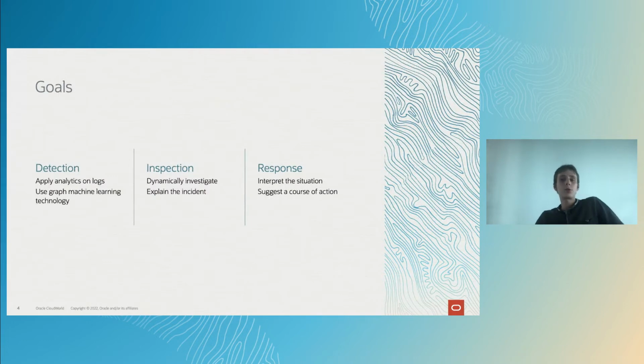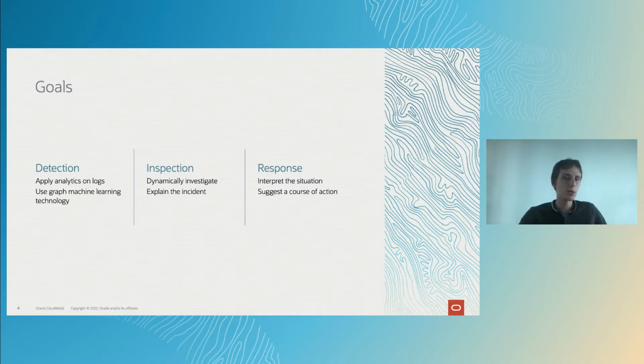We split this project into three different goals. The first one is simply being able to detect anomalous behavior, and here we're using graph machine learning technology again. The second is to provide some way to investigate a detected incident. So there's a whole inspection stage, and what's important here is also to be able to explain why something was actually detected.